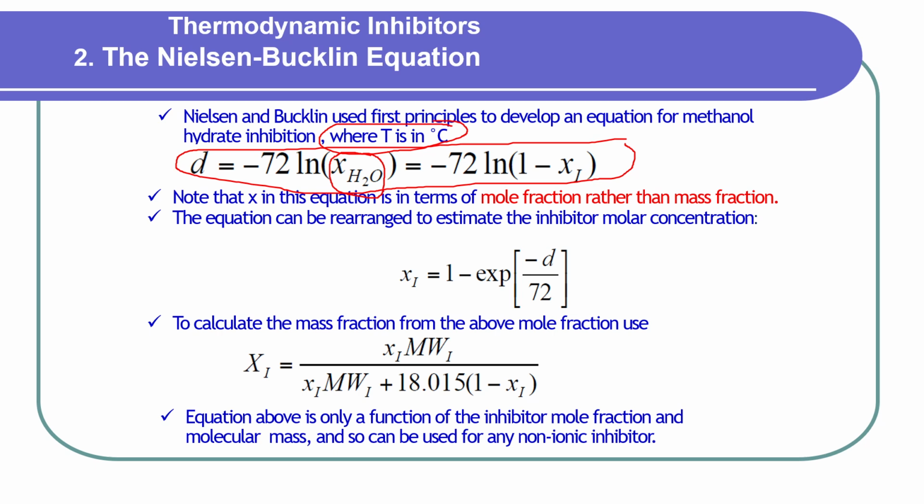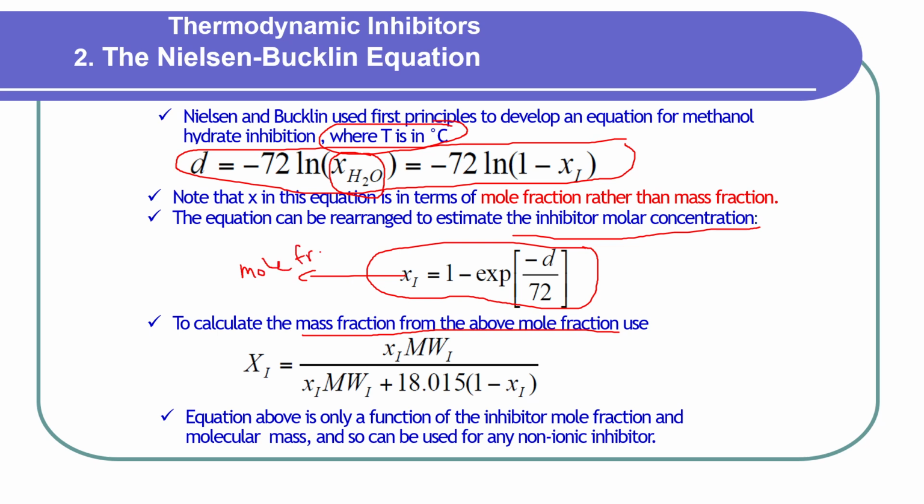The equation can also be rearranged to estimate the inhibitor molar concentration as per the following equation, similar to what we have done for the Hammerschmidt equation as well. And then you can calculate how much is the mass fraction of the inhibitors. So the small xi is the mole fraction, which is obtained from the adjustment of the previous equation. So this is again mole fraction.